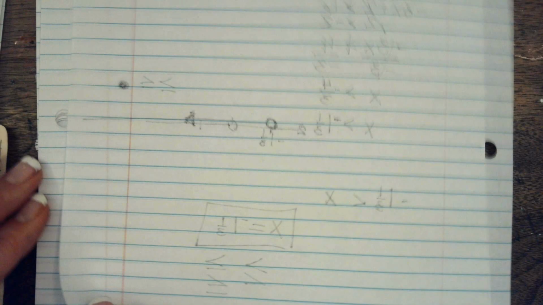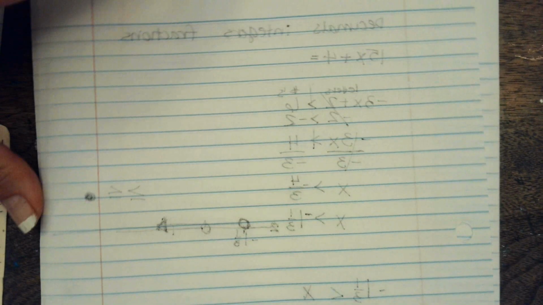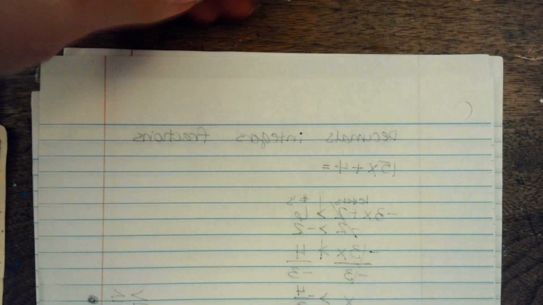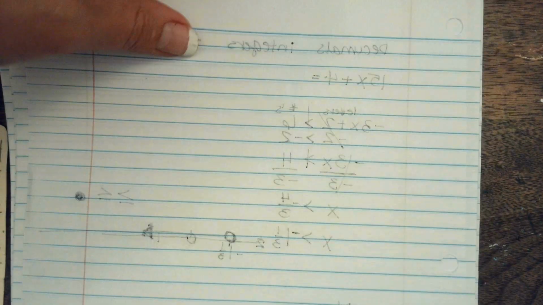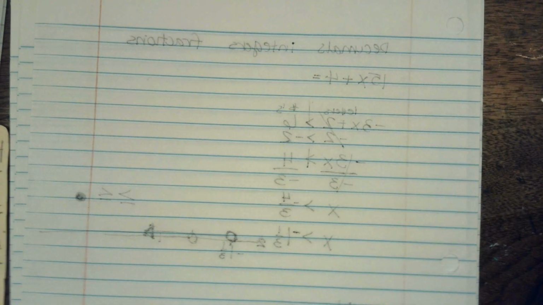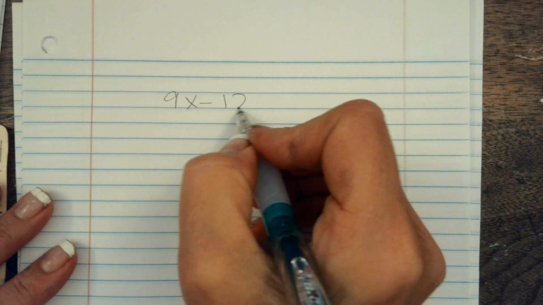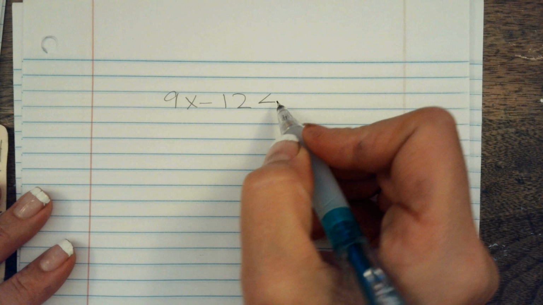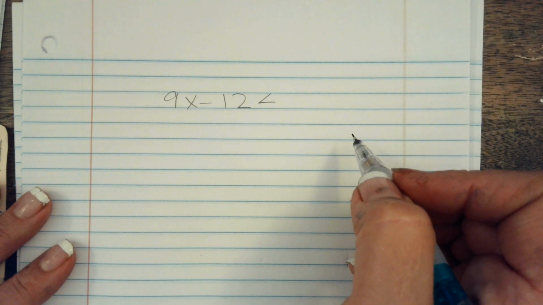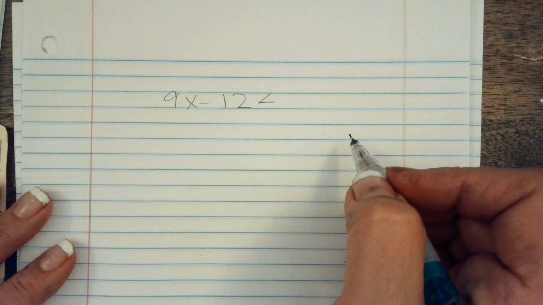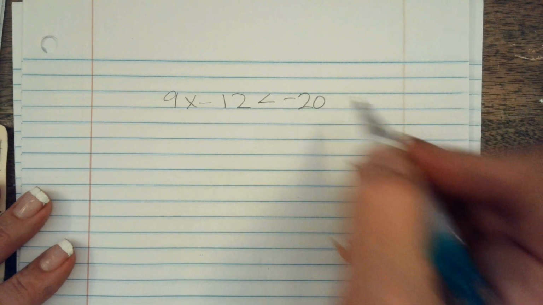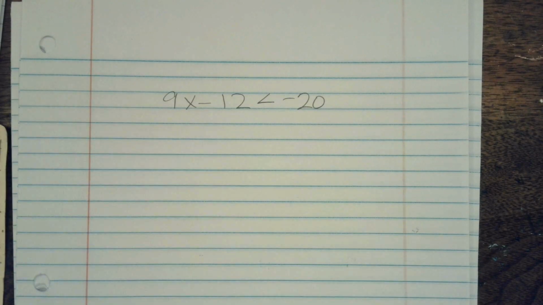So let's do, can you give me another one of those problems from your book? Yeah. Another one is 9x minus 12 less than minus 20. So not minus 20, but negative 20? Yes.